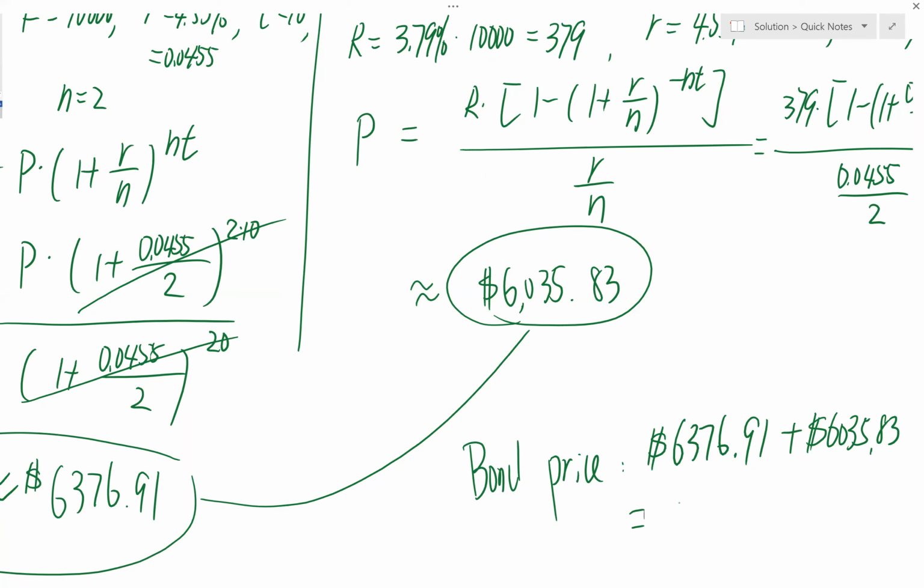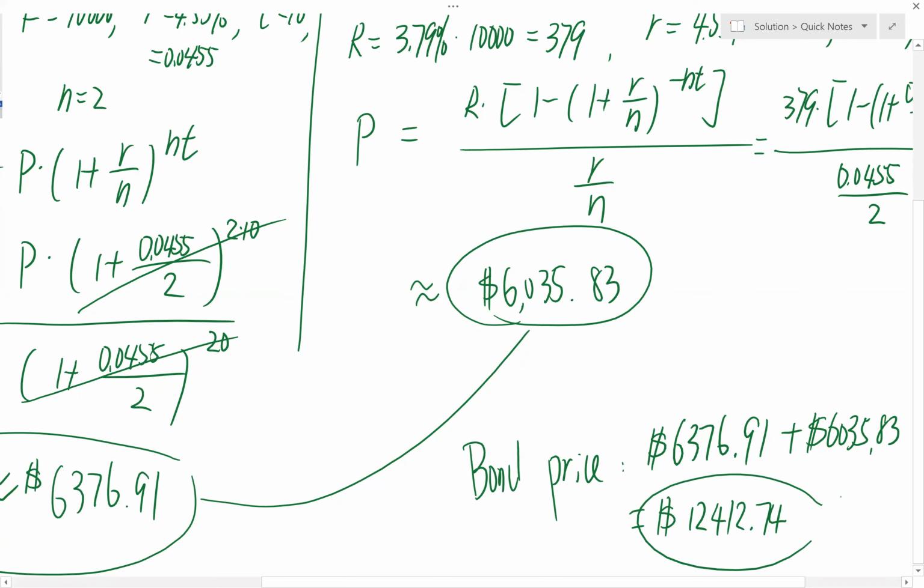So by doing all this calculation, you understand all this detailed information behind all these financial instruments. It also helps you make the right decision, right? You don't want to overpay for this bond. You want to pay the fair price, and this is what they call the fair price of this bond, $12,412.74. Okay. And this is question 4.